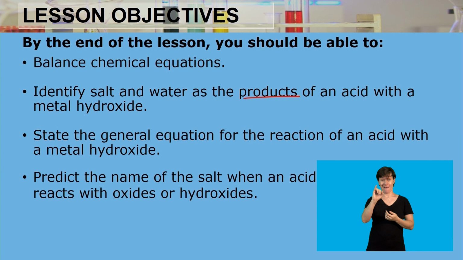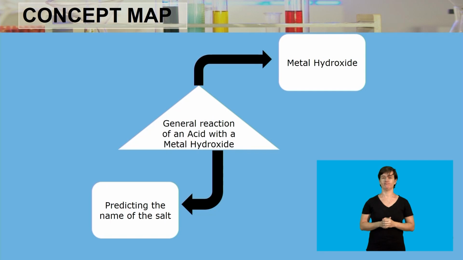So when an acid reacts with an oxide or a hydroxide, you should be able to predict the salt that is going to be formed as the product of that reaction. We are going to break the main concept into two smaller concepts that you're going to be dealing with throughout the lesson. The main concept is the general reaction of an acid with a metal hydroxide. First, we are going to look at metal hydroxides: what they are and what they do. Secondly, we're going to look at how we predict the name of the salt when the reaction of an acid and the metal hydroxide is taking place.